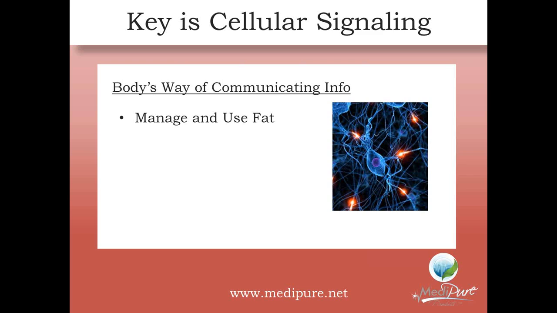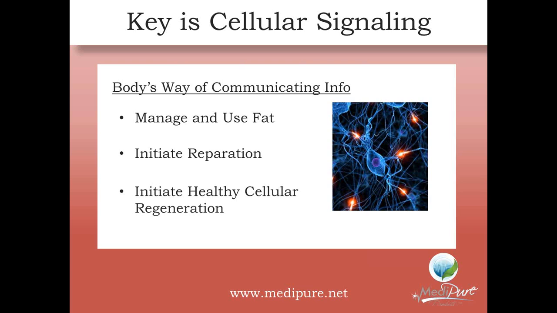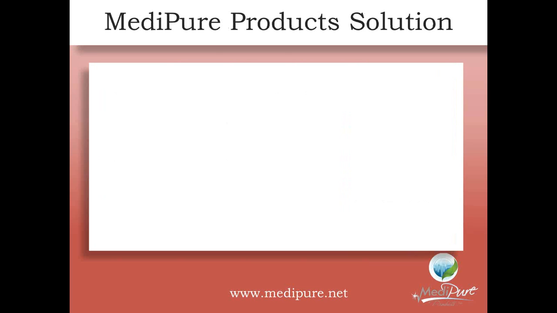including its ability to manage and use fat. So I think now you're beginning to probably connect the dots with how cellular signaling can be critical to removing the root problem, in this case, the fat that's surrounding and causing trauma to the pancreas. It's also how the body can initiate repair, and how the body is able to initiate healthy cellular regeneration. So once again, cellular signaling is key and very important to the body's ability to stay healthy, or in this case, if you have a chronic issue such as type 2 diabetes, it's the key by which you're able to control or reverse that.